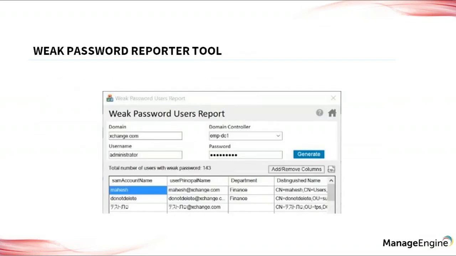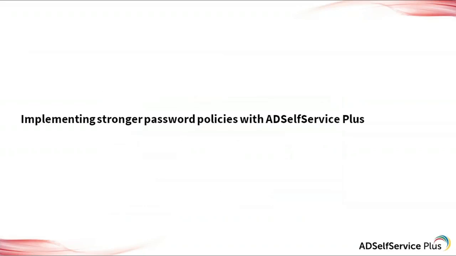Now, we do have a tool called the weak password reporter tool that can be used to check weak passwords in your domain environment. What this tool does is it compares the password hashes of the users with the plain text password that you've given. It gives out the matching password hashes. So if the password hashes match, meaning if weak passwords are used, the tool will give out the usernames. So let's go ahead and set up strong password policies with ADSelfService Plus.